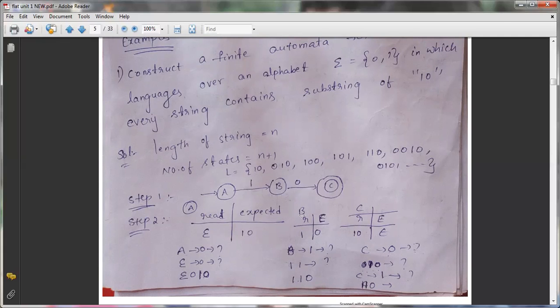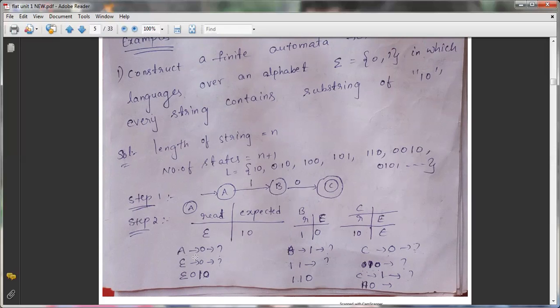Coming to B, what is the read value of B? From A, you are going to B by reading 1, so the read value is 1. If you want to reach the final state, you need 0 again. Now calculate for C also. The read value for C is 1, 0. What is the expected value for C? Nothing, because it is a final state. So it is epsilon, a null string.